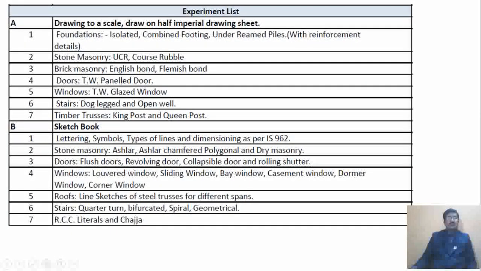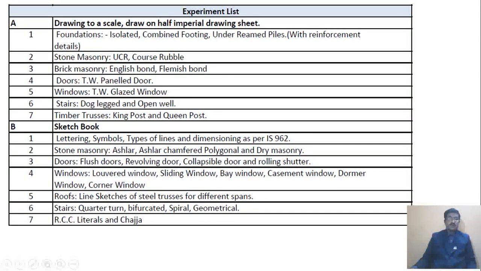So, what is the experiment list? This is divided into two parts. Part A comprises drawing to a scale, drawn on a half imperial size sheet, which includes first the foundation: isolated foundation, combined footing, under-reamed pile with reinforcement details. Second is stone masonry: uncoursed rubble masonry, coursed rubble masonry. Third is brick masonry: English bond, Flemish bond.